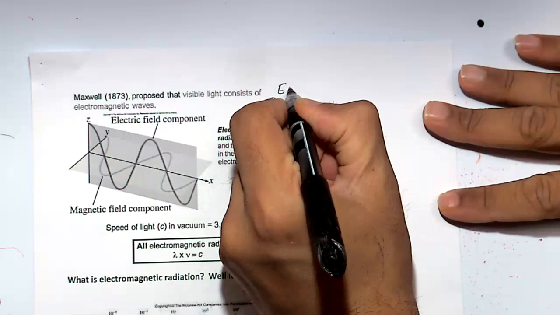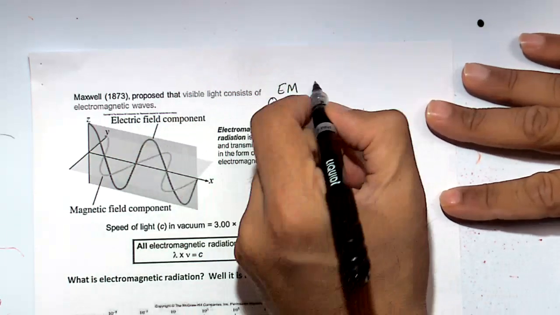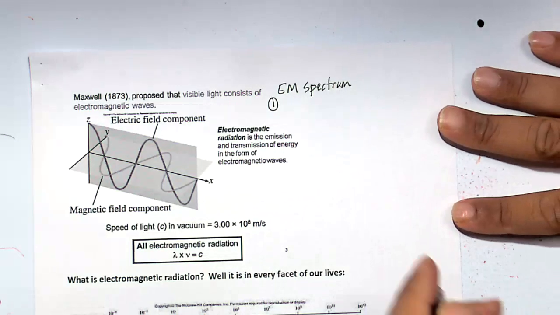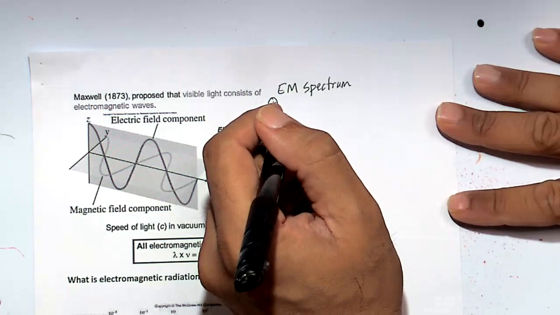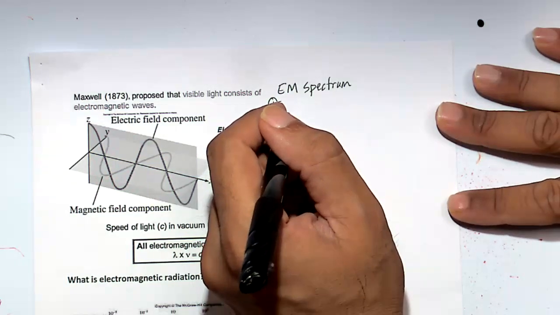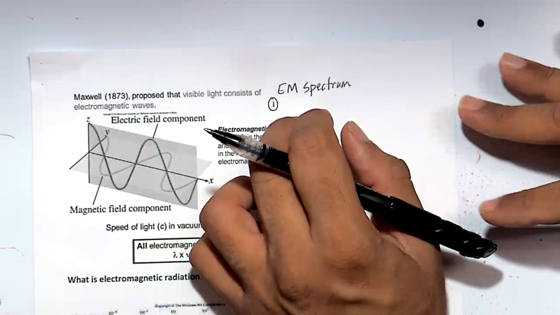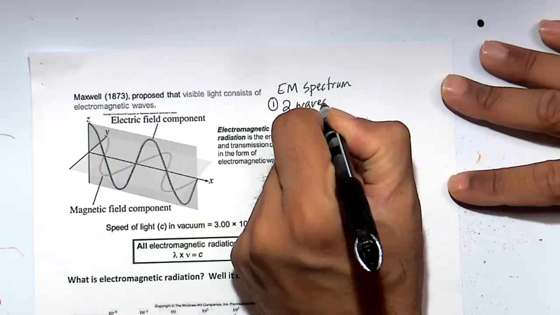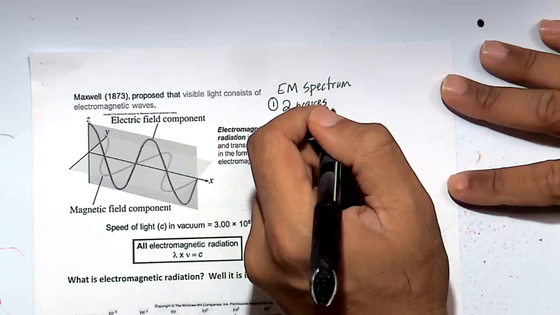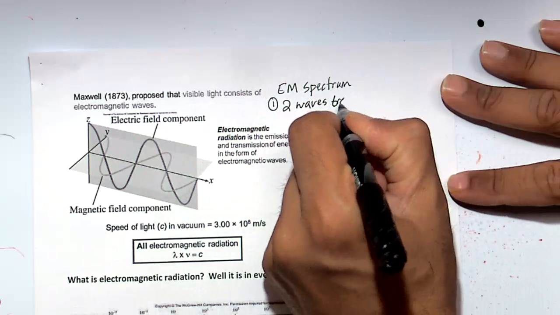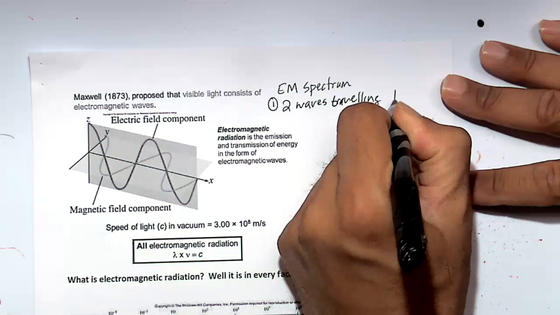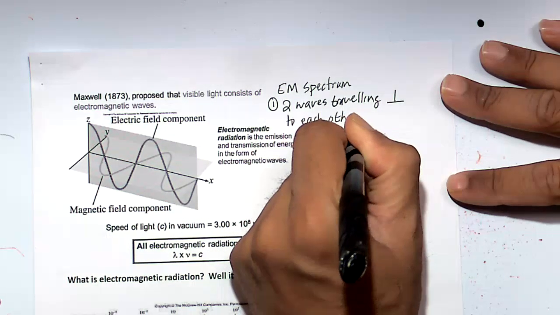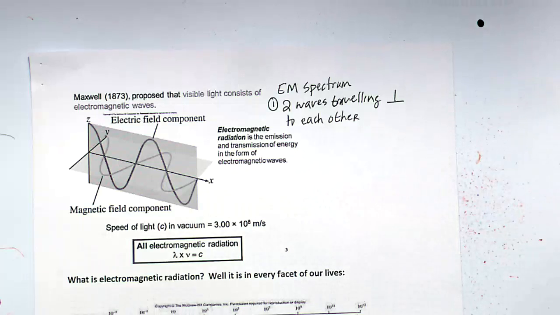So the electromagnetic spectrum, I'm going to say EM, just EM spectrum. It's a spectrum, and it consists of two waves traveling perpendicularly to each other. So it's important. It's a good multiple choice question. Two waves. We just talked about waves, frequency, amplitude, wavelength. Two waves traveling perpendicularly to each other.